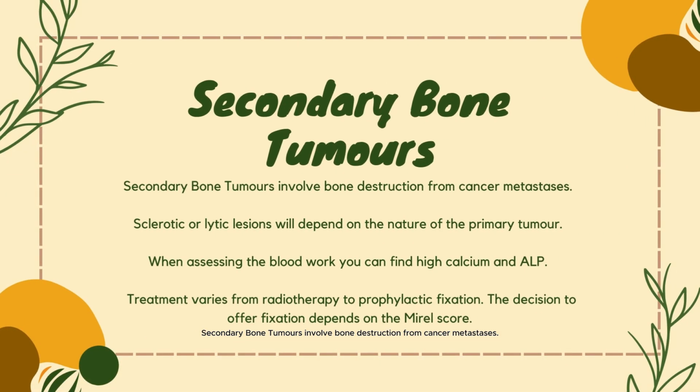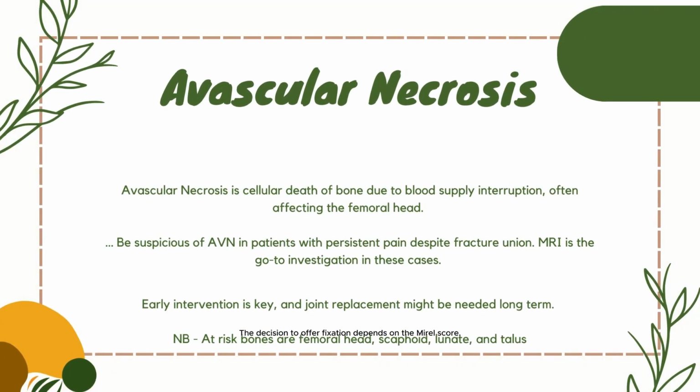Secondary bone tumors involve bone destruction from cancer metastases. Sclerotic or lytic lesions will depend on the nature of the primary tumor. When assessing the blood work, you can find high calcium and ALP. Treatment varies from radiotherapy to prophylactic fixation. The decision to offer fixation depends on the Mirel score.